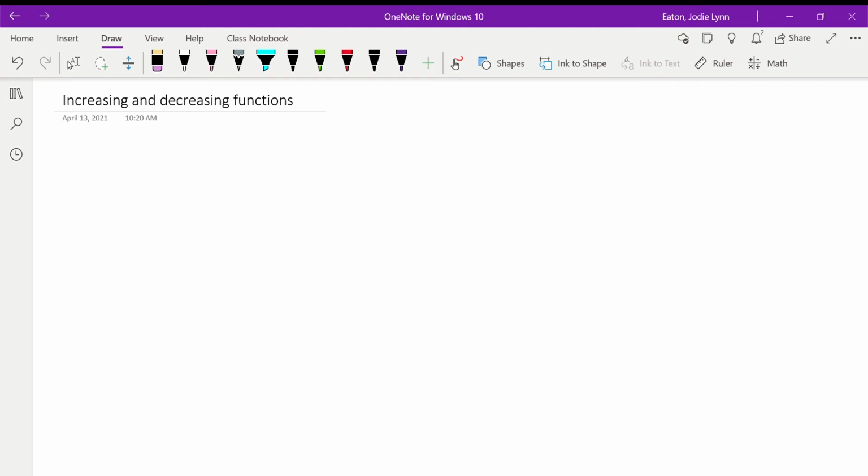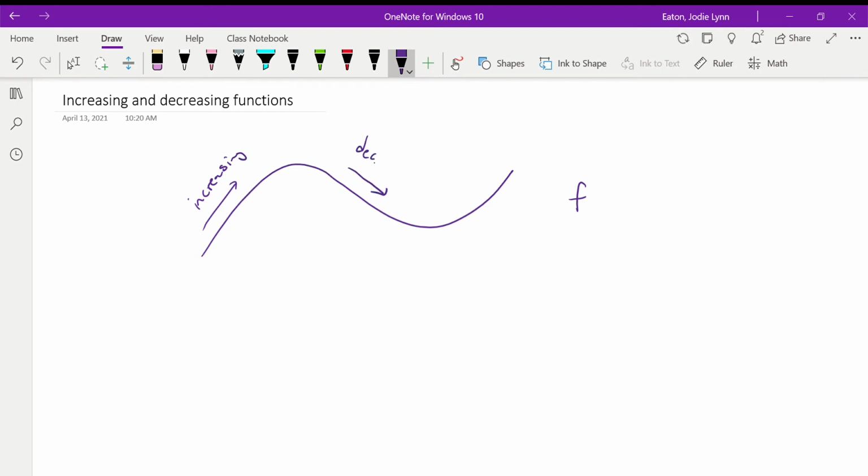So, the first thing we're going to look at is how we can use the derivative to tell if you look at some function, let's call this function f, there are periods where f of x is going up, and we call this increasing. And there are periods where f of x is going down, and we call this decreasing. So we have functions that are sometimes increasing and sometimes decreasing. And we can use the derivative.